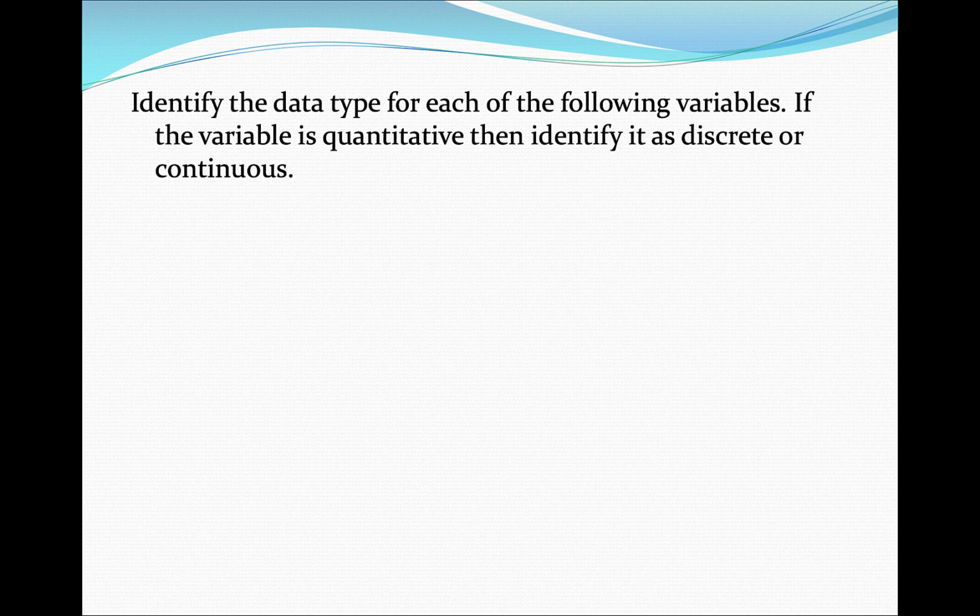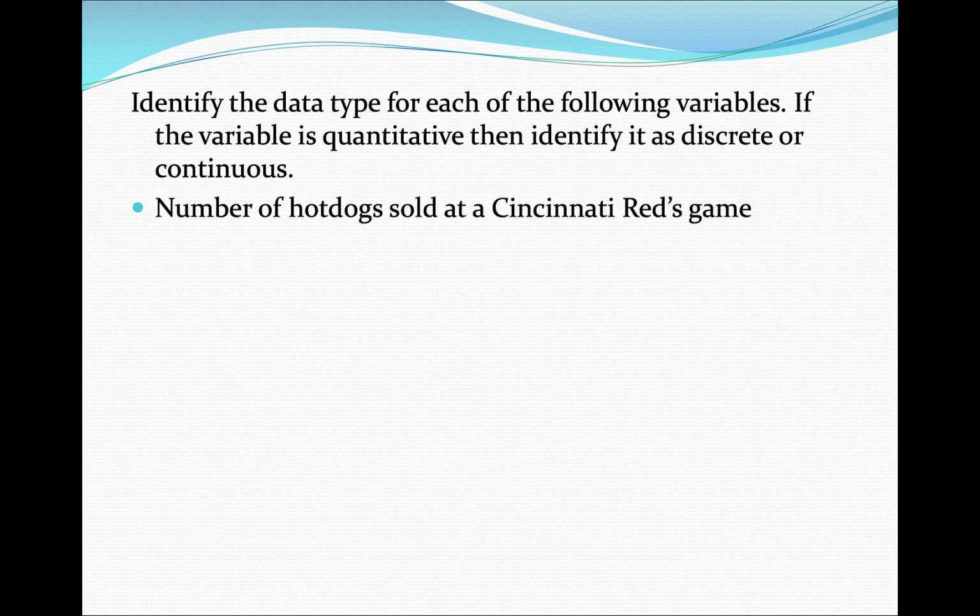So for now, the big thing we need to be able to do is, if you're given a variable, you need to be able to identify it by its type. So here's the first one. Number of hot dogs sold at a Cincinnati Reds game. So it's obviously a number, so that makes it quantitative. And in terms of sales, they're going to sell 0, 1, 2, 3. It's going to be something that they count. So that is going to be a quantitative variable, and it is going to be discrete.